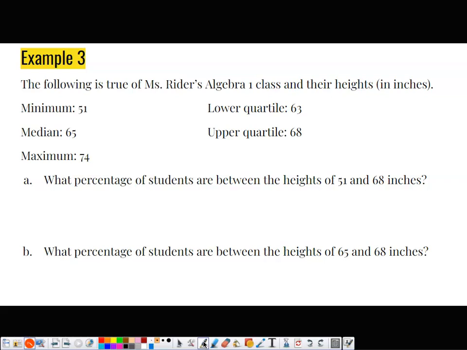Okay, so let's go ahead. I'm going to make a box and whisker plot, and we're just going to fill those numbers in. And then remember that each section of a box and whisker plot is 25% of the data, okay? So the minimum is 51, Q1 is 63, the median is 65, Q3 is 68, and the maximum is 74.